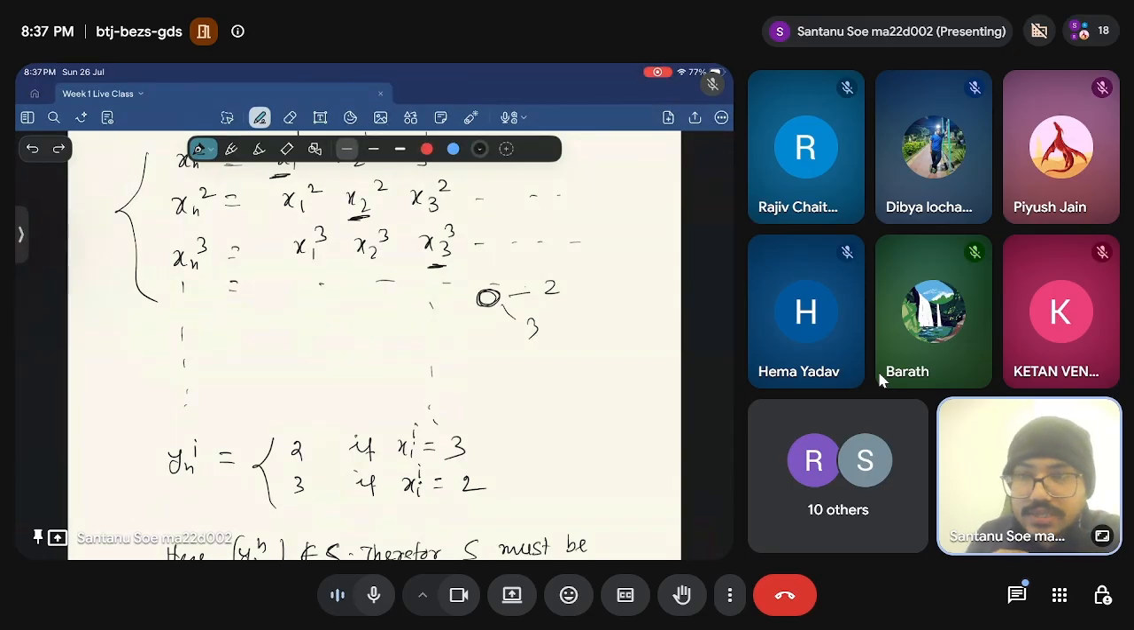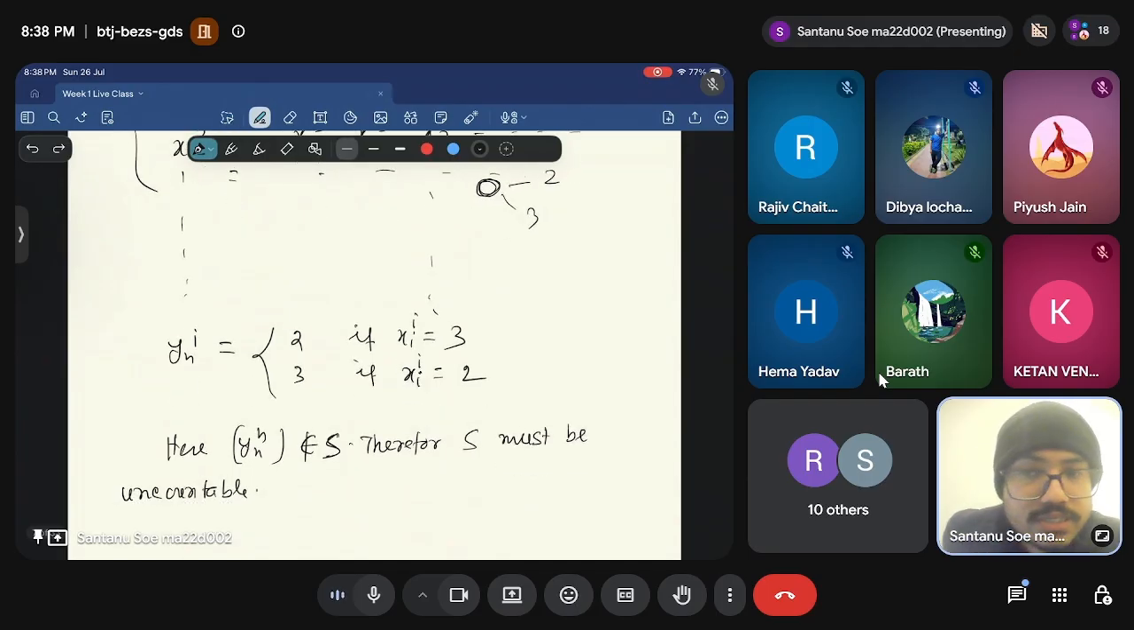Suppose it were matching with xn of 3. Then all the elements of yn of i can match with xn of 3 except x3 of 3, because if it was 2 we have taken 3, and if it was 3 we have taken 2. So at best all other elements can match, but the ith diagonal element cannot match. That's how we have constructed the sequence. So this sequence does not belong to the enumeration of S. So the assumption we took in the beginning, that S is countable, is not correct, so S must be uncountable.